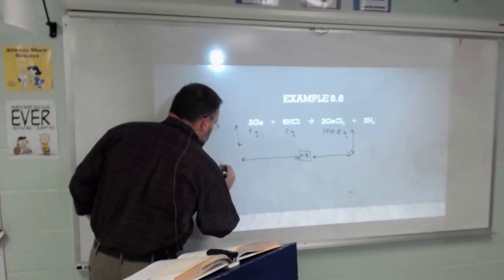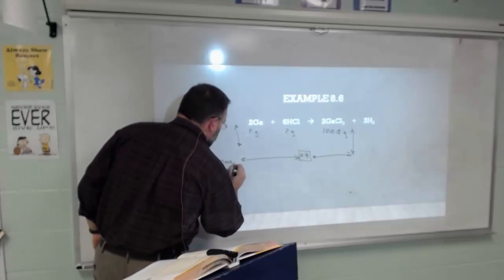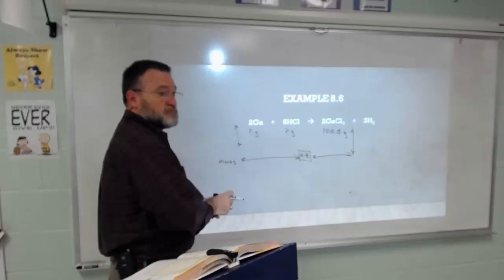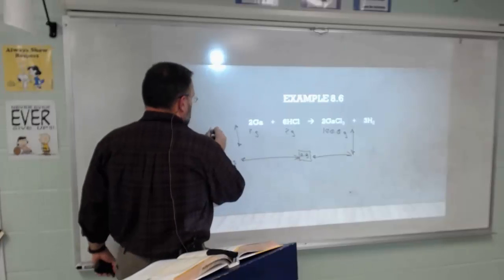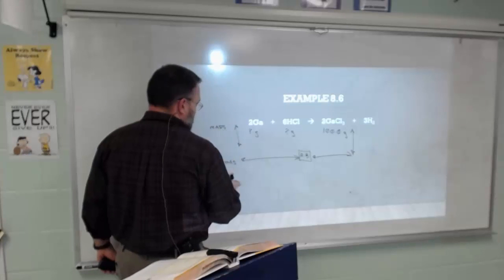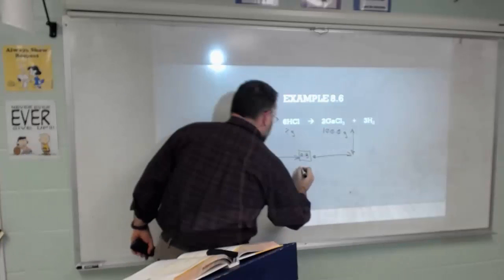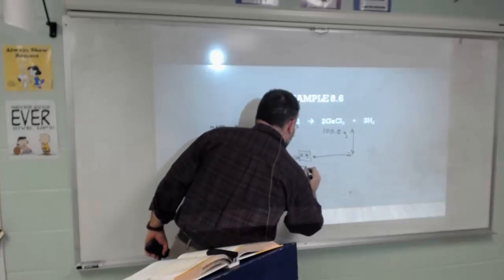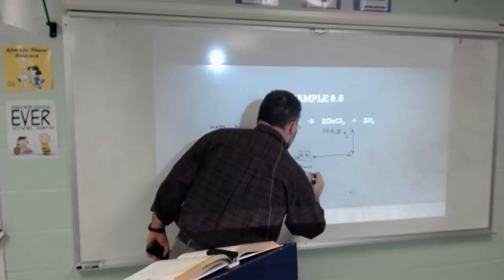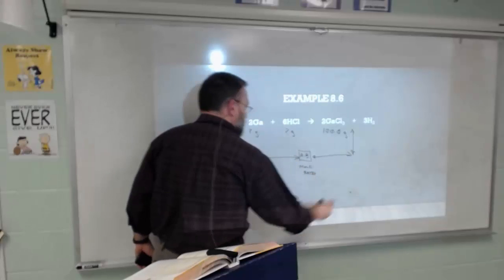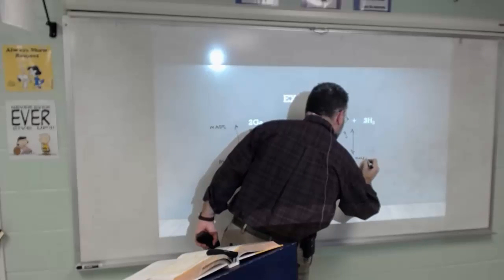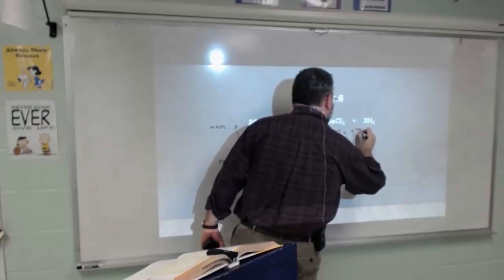Over here, and this is one of those diagrams that I hope you'd be able to reproduce on a quiz, for example, where you have a mass and you have moles and you have the mole ratios. And then you have moles, and now you have mass.